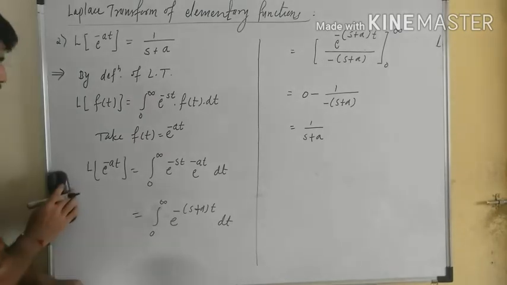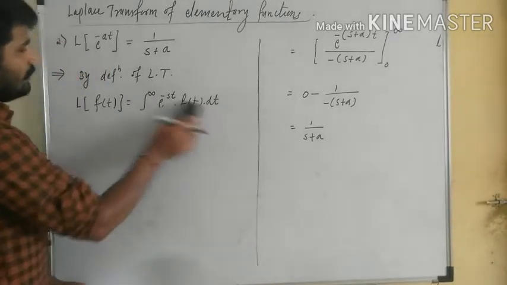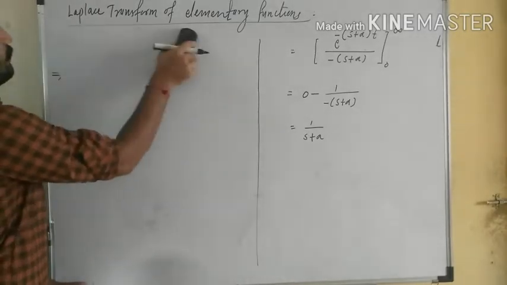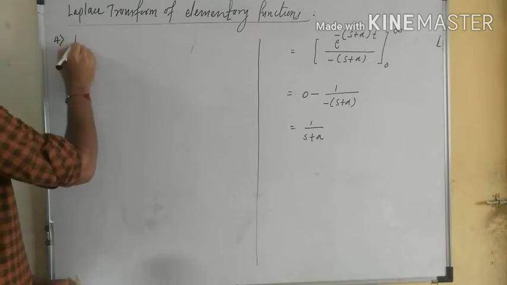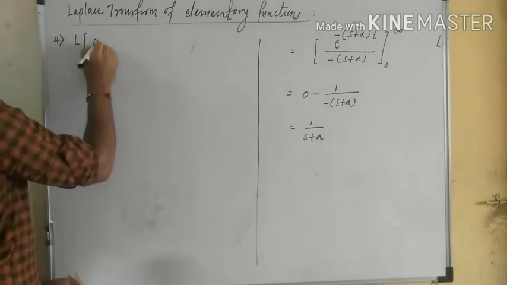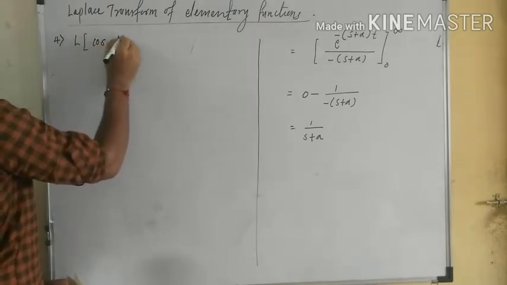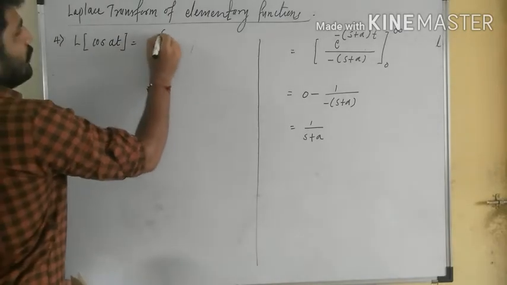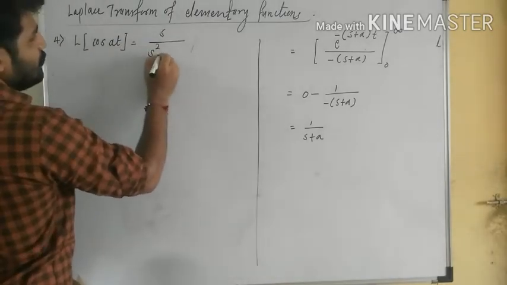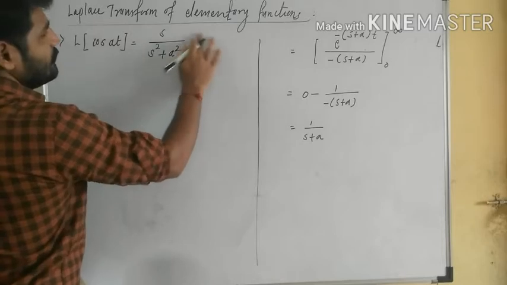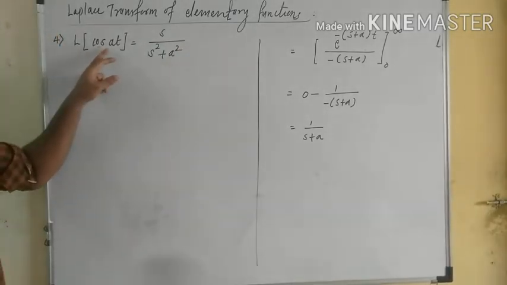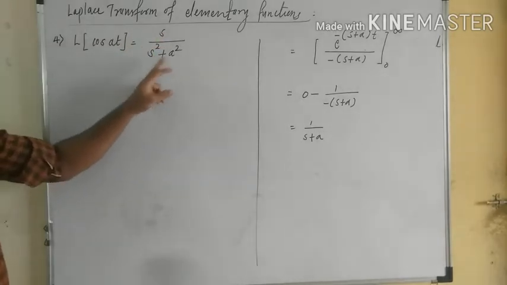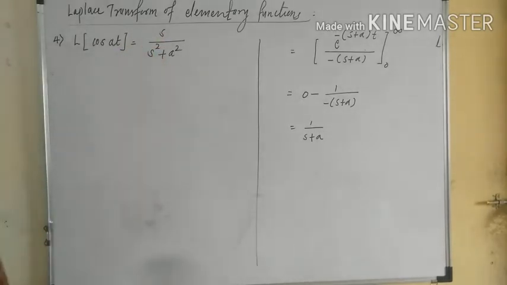Now see the next elementary function, number 4. Number 4, Laplace transform of cos at, that is equal to s upon s square plus a square. So this is the simple Laplace transform of cos at, that is nothing but s upon s square plus a square. Now see here how to find this Laplace transform.